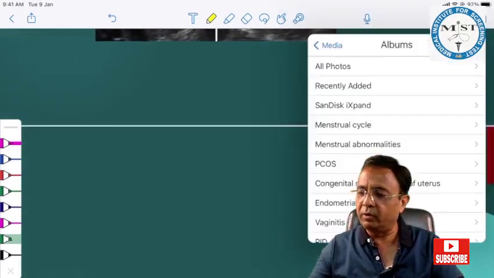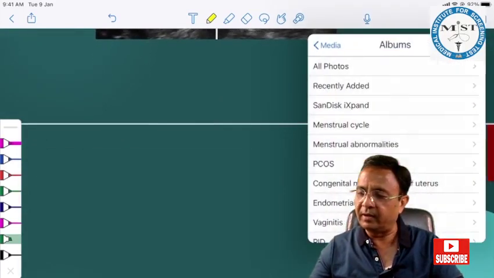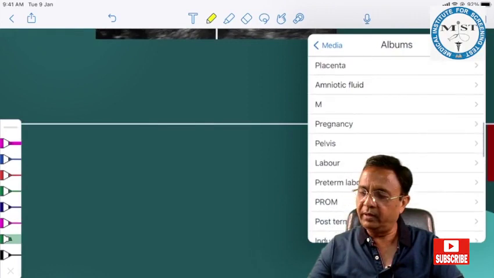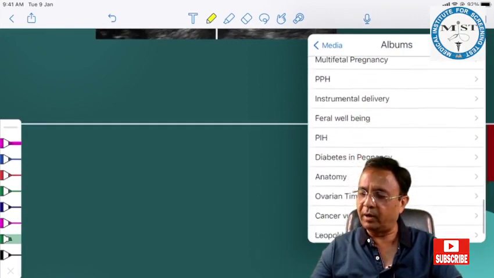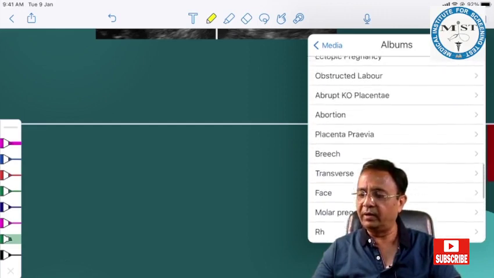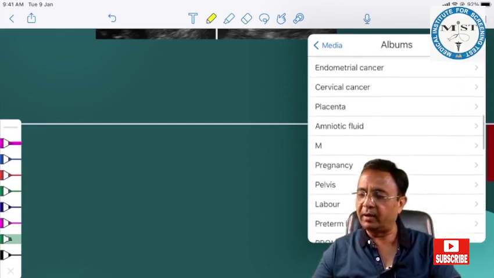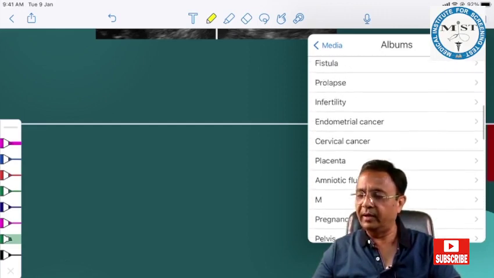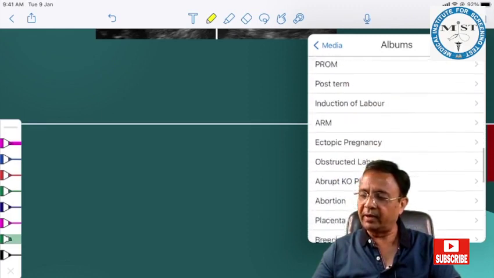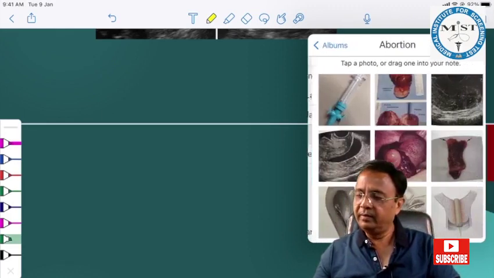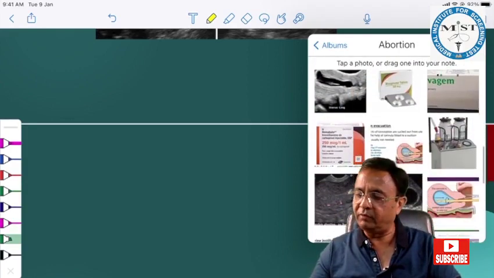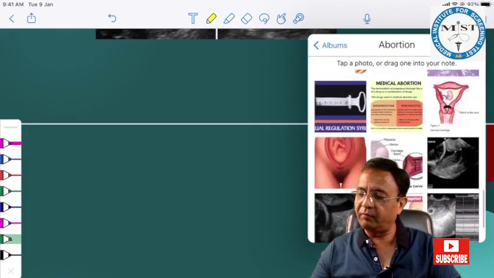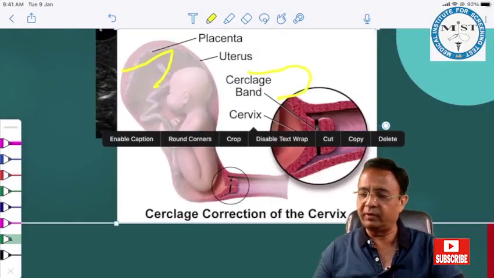Let's have a quick look at the treatment of cervical incompetence. How do we treat this cervical incompetence? It is treated with McDonald stitches. It is called cervical cerclage, and this cervical cerclage is usually done at around 14 weeks of pregnancy, 14 to 16, but can be performed up to 24 weeks of gestation.